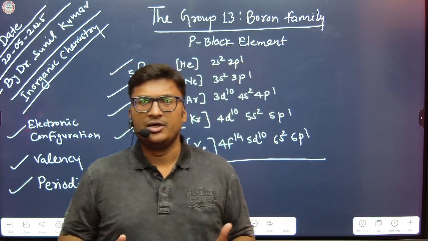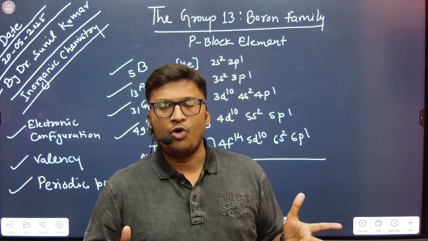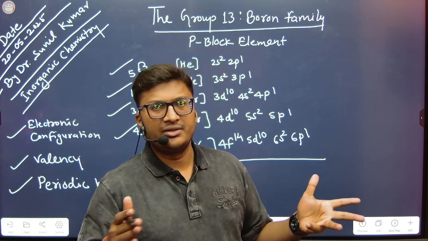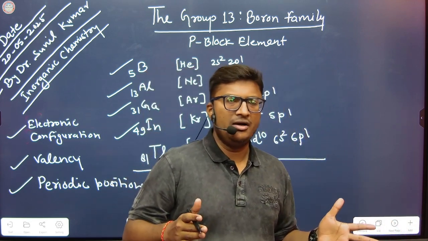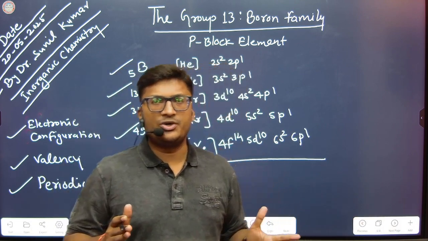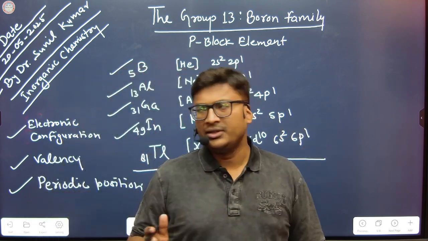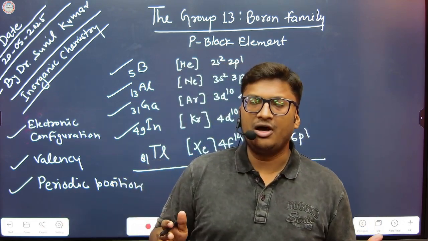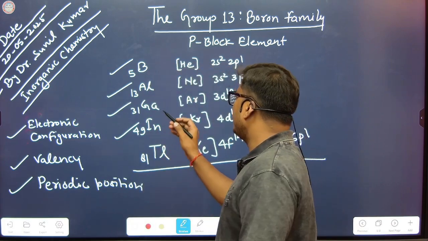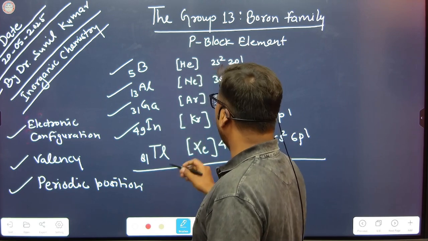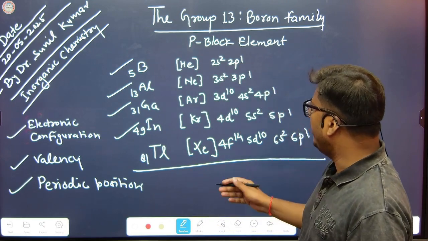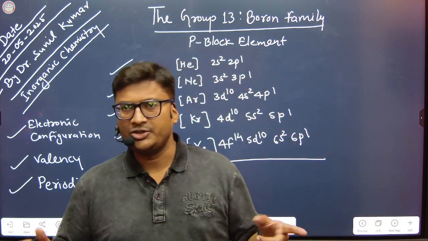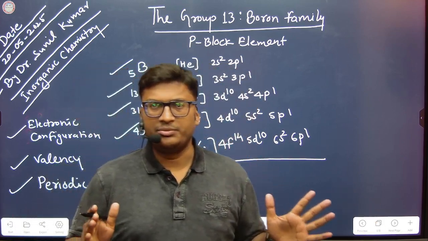So once we talk about the natural abundance of these elements, the first thing is that boron is generally the least abundant element in this group, and the most abundant member of this boron family is aluminum, right? Aluminum is found in a major quantity in the earth's crust, and the rest of the elements, that is gallium, indium and thallium, are rare elements, so they have very low natural abundance, right? So this is the abundance of the elements of the boron family.